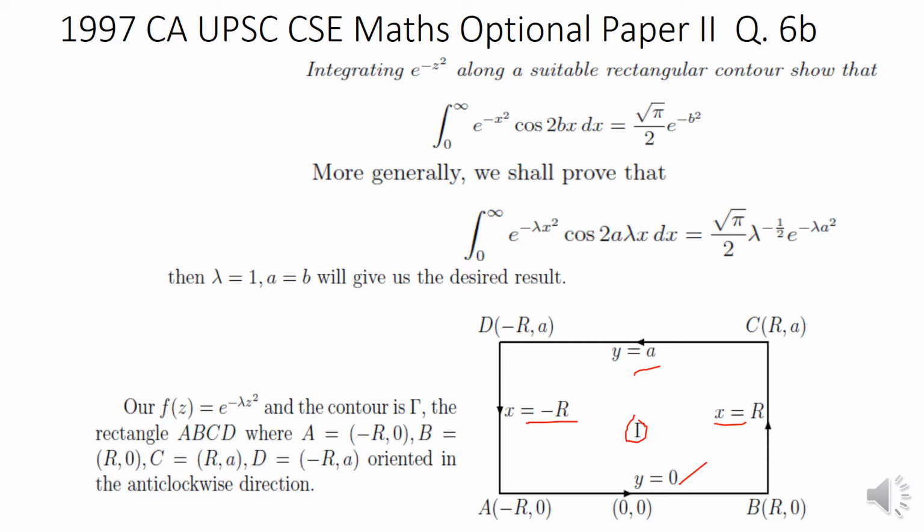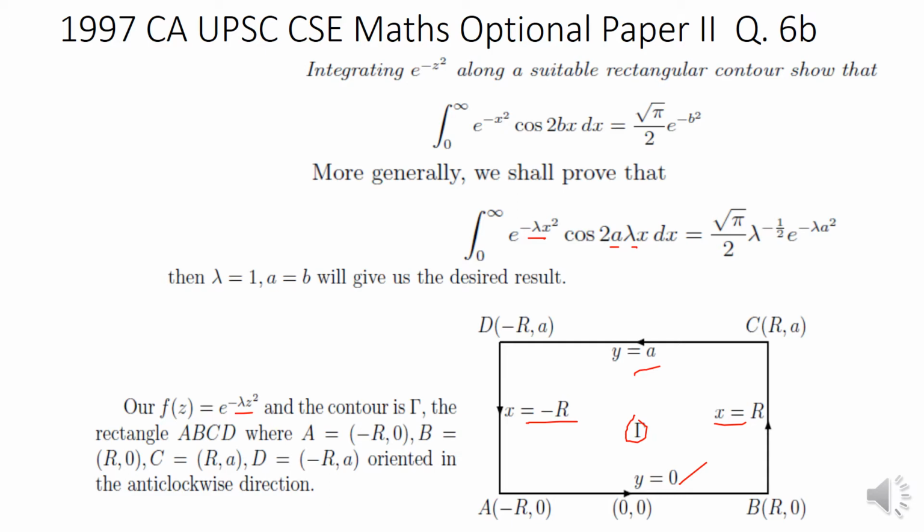So here we will be starting with the integral from 0 to infinity of e to the power minus lambda x square, where lambda equal to 1 will give the result, and cos 2a lambda x. If we put a equal to b and lambda equal to 1, then we will get the result. That is why I said that we have to remember how to start and which type of contour will give us the result directly.